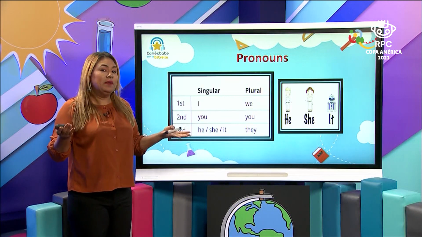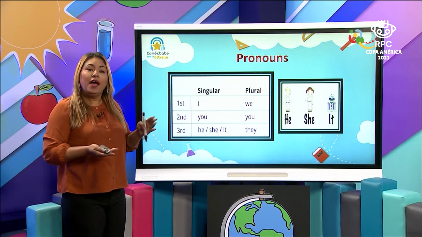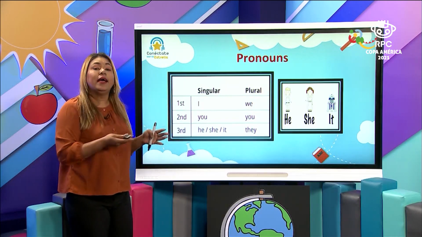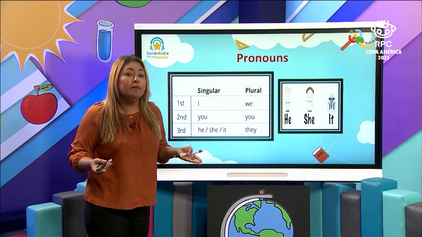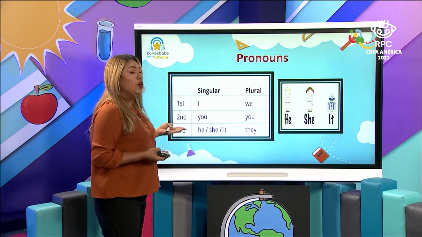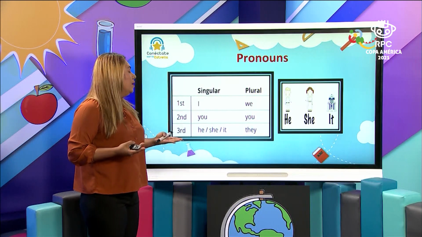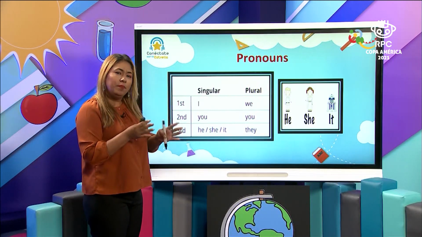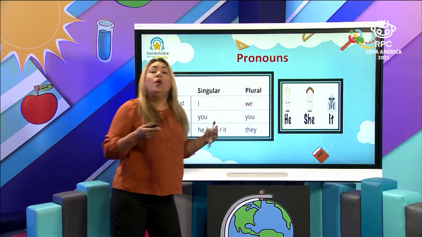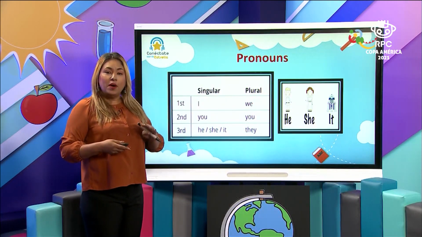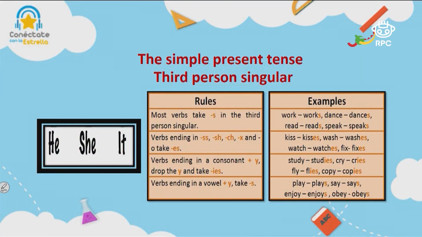Okay, do you remember about pronouns? In English, we have first, second, and third person. We have singular and we have plural. Remember, singular means only one, and plural means more than one. So, specifically, when we are working with the third person singular, we have special changes on the verb. Obviously, if we are using he, she, or it, when we are working with the simple present tense. Okay? Here we go.